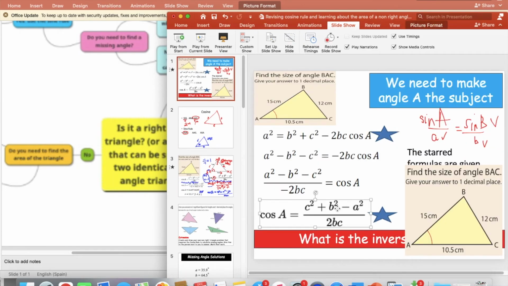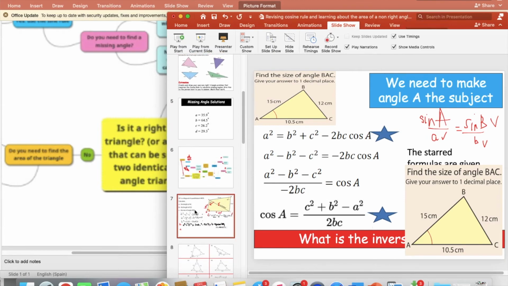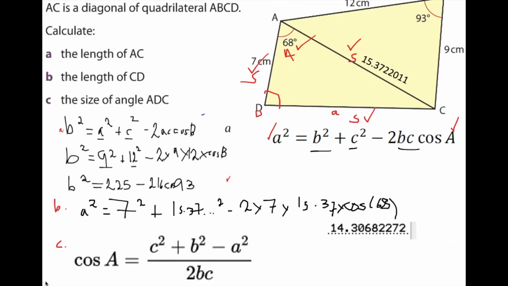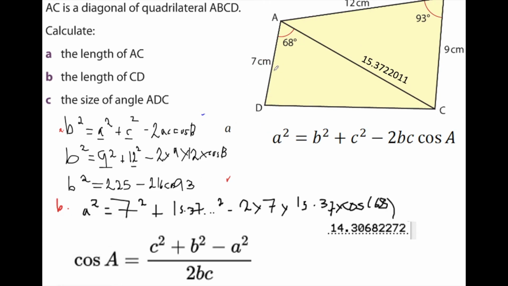You would use this formula here. And what you would do is you would substitute in c squared plus b squared minus a squared over 2bc. So we would talk about this time A being the angle we want to find, which is this angle. So we switch A and B round. And the way we would do that, we would call this one A. Therefore, this would be side A.